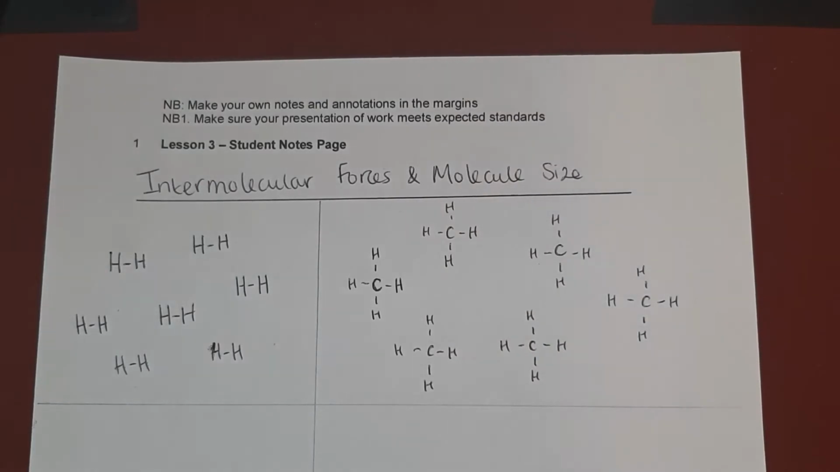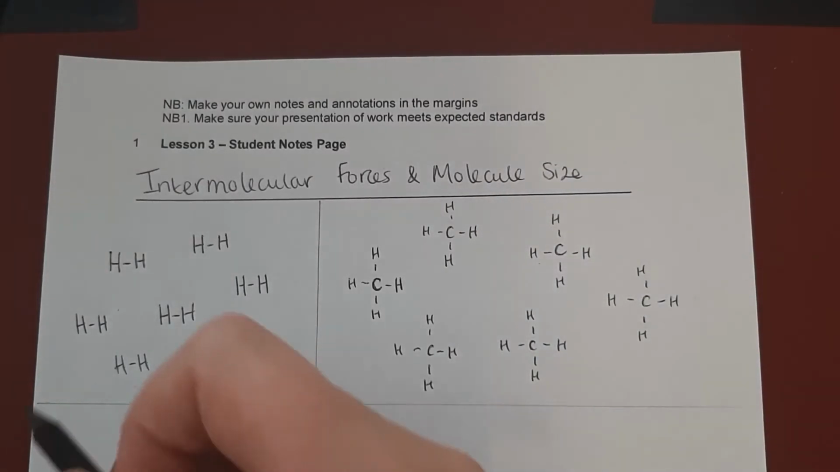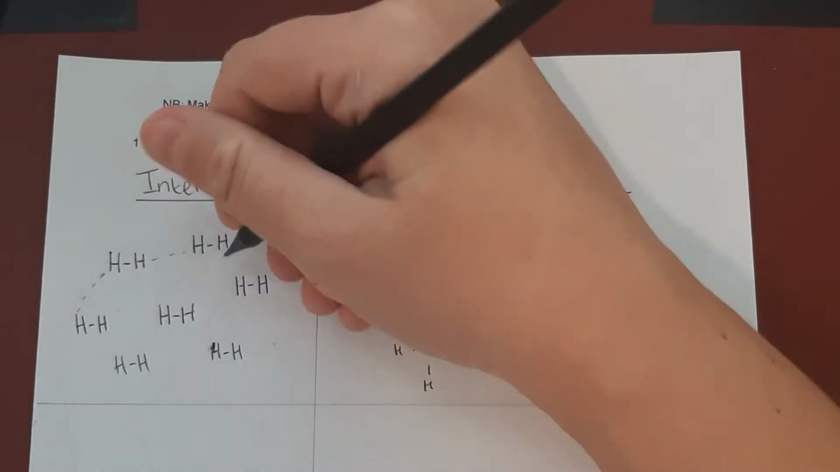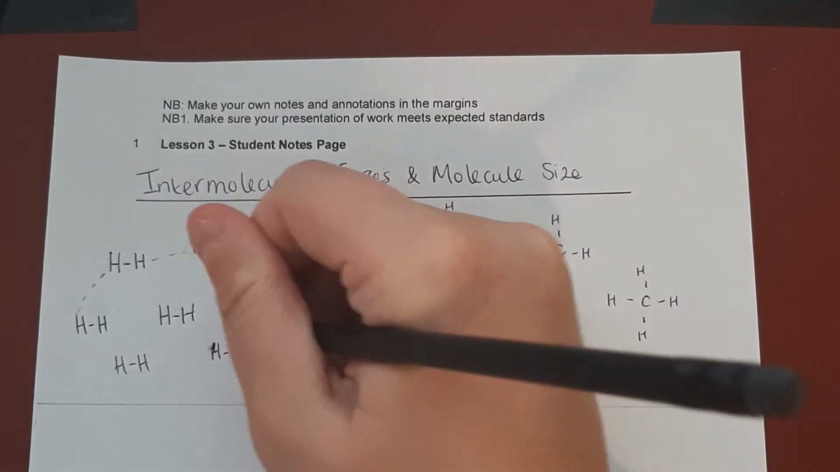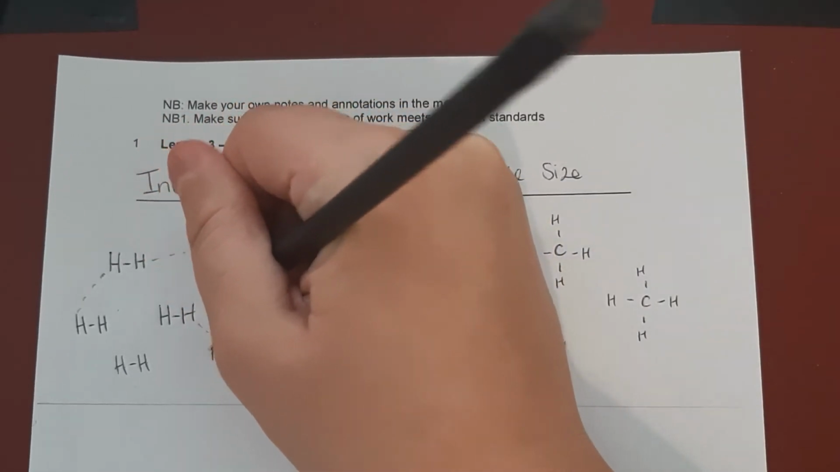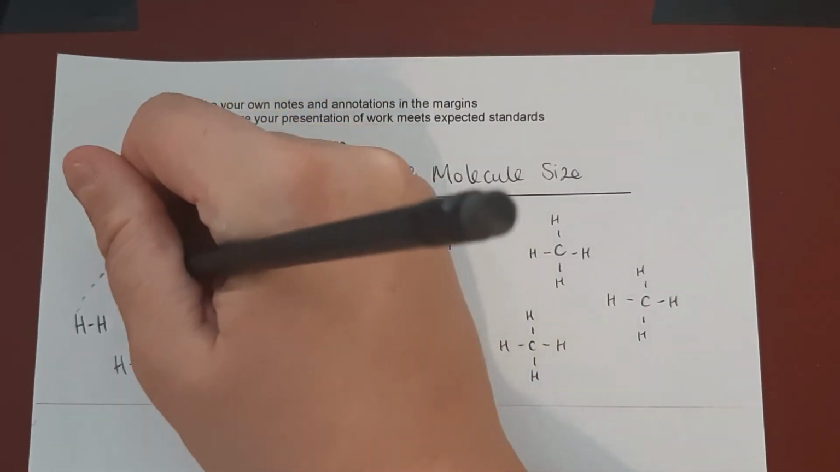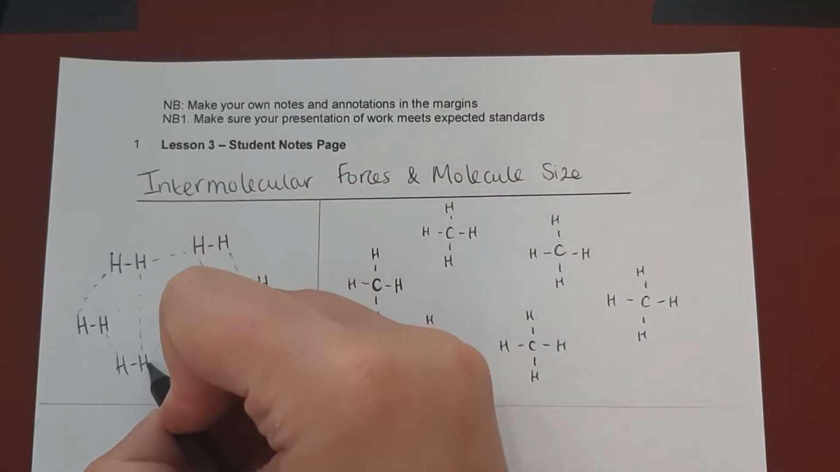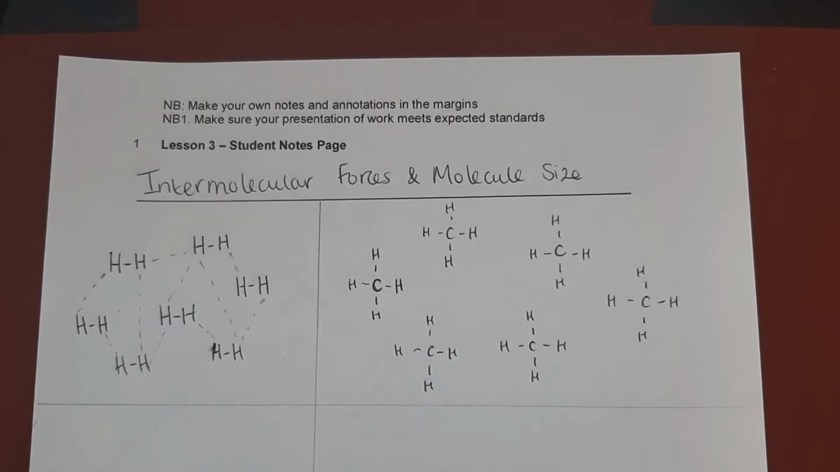Hopefully you've drawn something similar to this. Now we're going to draw the intermolecular forces between them. So here we have hydrogen. Let's just draw some forces. Here are some intermolecular forces. It doesn't matter exactly if it's not perfect. You just need to draw a couple of forces, preferably something joined into each individual molecule. So there we go, there's some hydrogen forces.